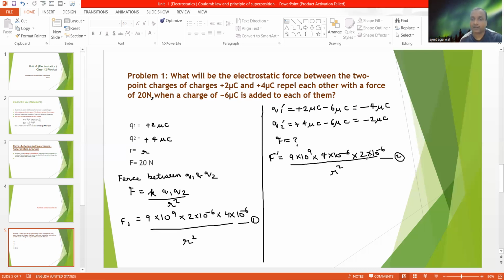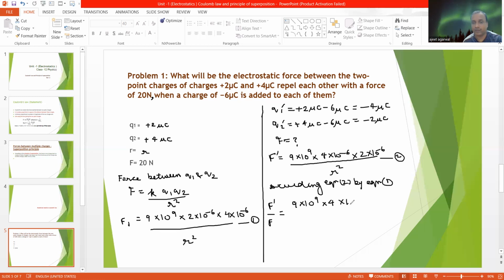So you can use these two equations to calculate F dash. How? Dividing equation 2 by equation 1, the like terms will cancel out. So F dash divided by F will be how much? F dash is 9 multiplied by 10 to the power 9, charge Q1 was 4 into 10 to the power minus 6, charge Q2, 2 into 10 to the power minus 6.